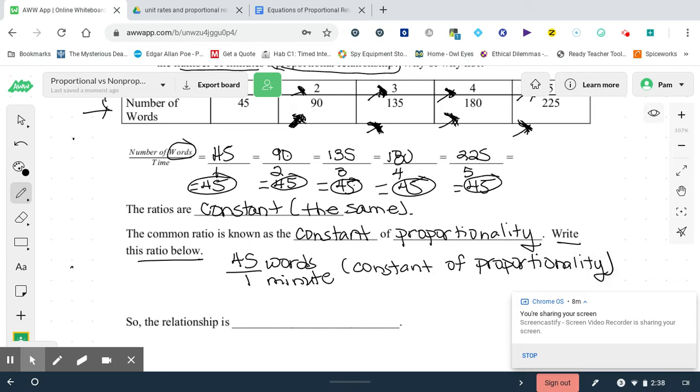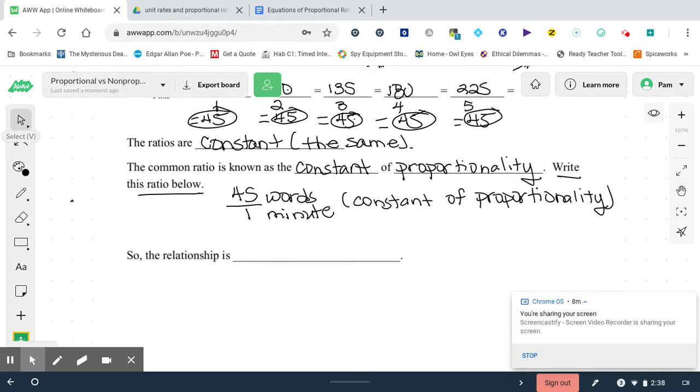Because it's the number that you constantly keep getting. So because we constantly kept getting a ratio of 45, we say that this relationship is proportional.